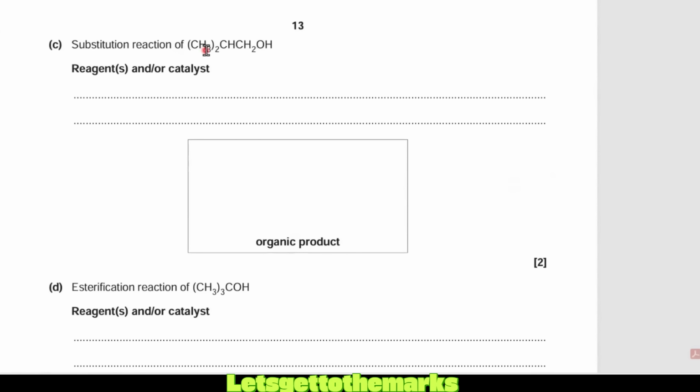C, substitution reaction of CH3 to CH2OH. What is that? That's 2-methylpropan-1-ol or 2-methylpropanol. And you need to name the reagent and the catalyst. I'm going to go through and explain it by drawing it out and showing you the reaction that takes place. But why don't you go through and pause the video, have a go, and then unpause and watch the explanation.